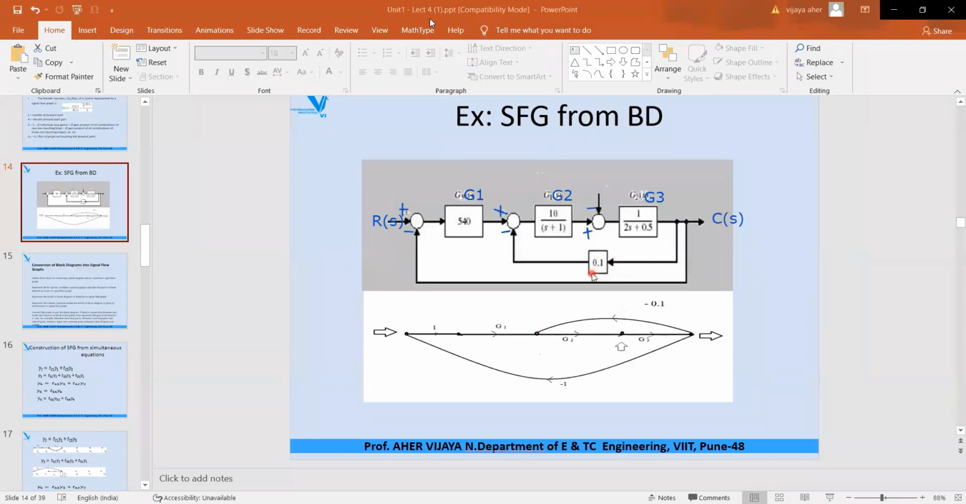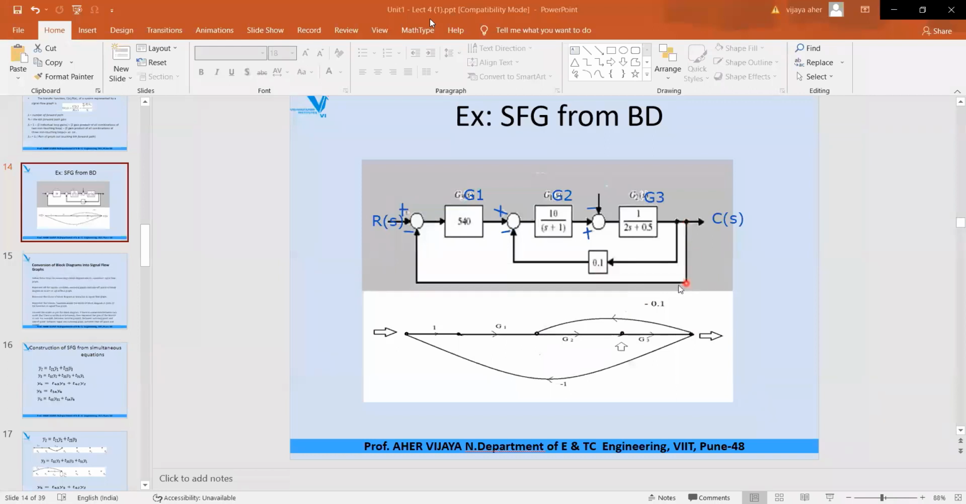And what is the transfer function for the feedback element? That is written over here in this feedback element block, equal to 0.1. I have written the transfer function with a minus sign. Why the minus sign? Because this is a negative feedback, so I have taken the minus sign. The transfer function for the feedback element is 0.1, so minus 0.1.